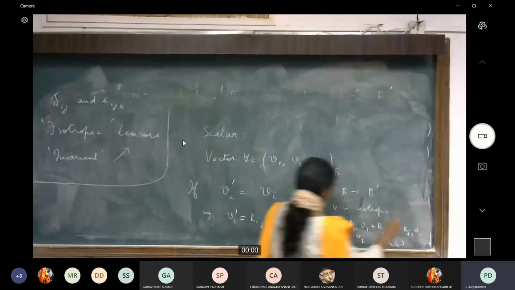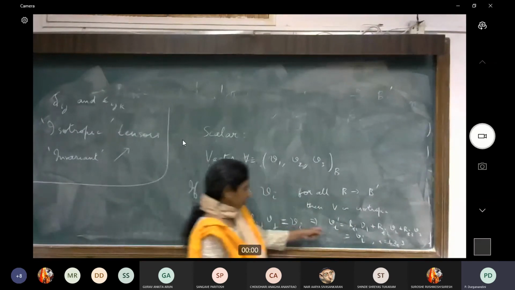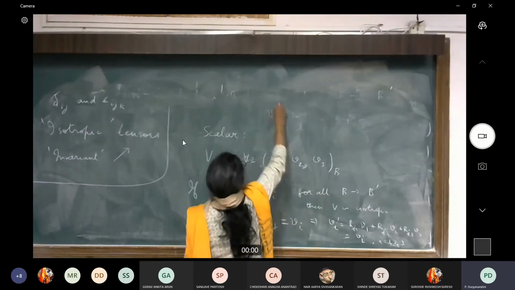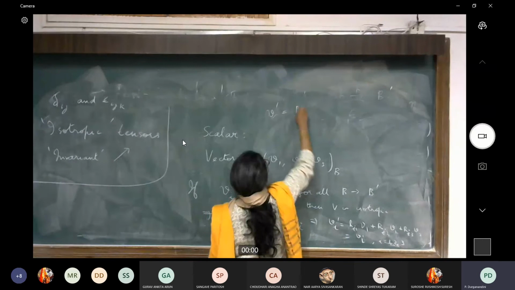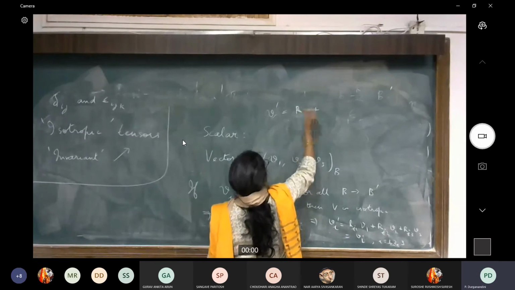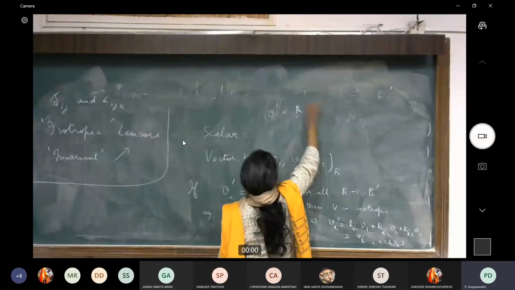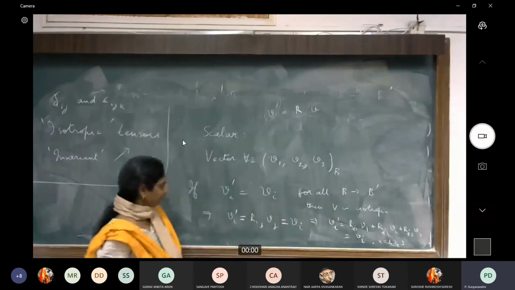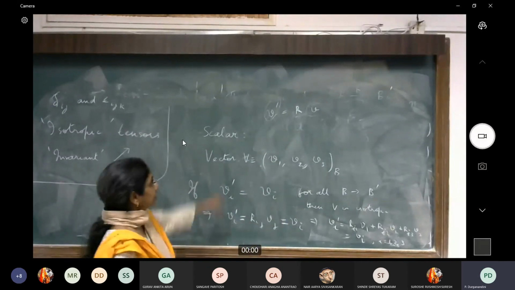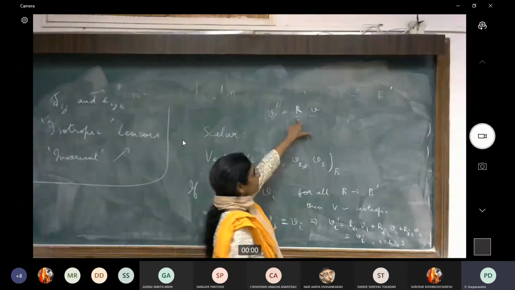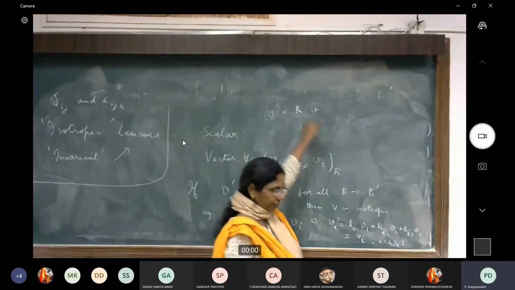So I have three equations. Or in other words, your V prime should be equal to RV, and I must get a non-trivial V prime, or a non-trivial V, because whether you get V prime or V is the same, such that this condition is satisfied for any arbitrary R such that determinant of R equal to plus 1.